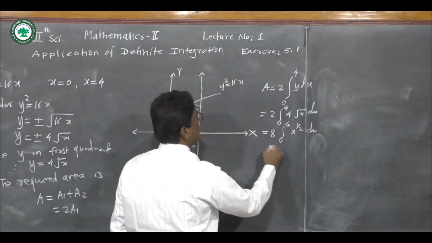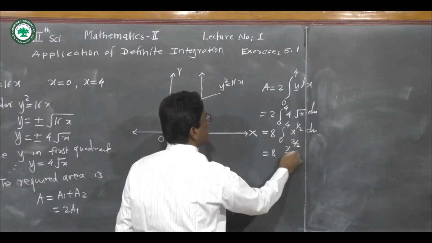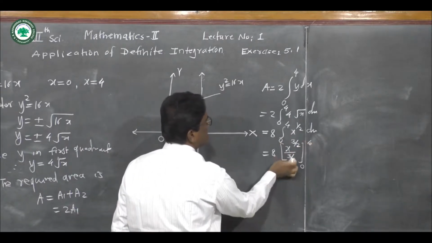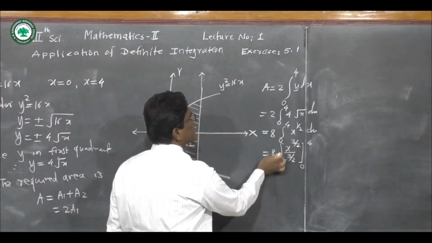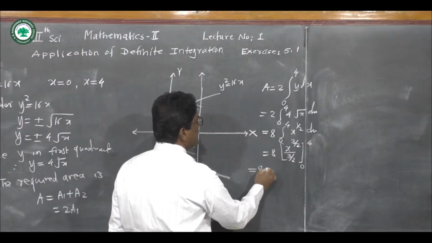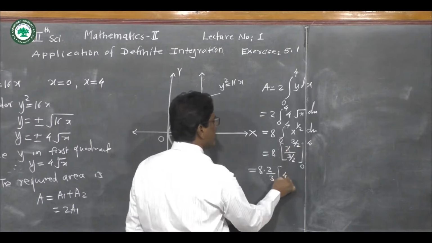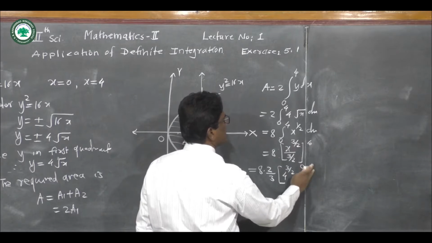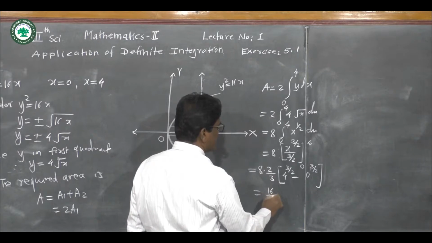So it is equal to 8 into the integration of x to the power 1/2 plus 1, that is x to the power 3/2 divided by 3/2, from 0 to 4. Now take this 3/2 outside the square bracket, it becomes 2/3. So 8 into 2/3, and in the square bracket put x as 4, so 4 to the power 3/2, minus x as 0, so 0 to the power 3/2. So it is 8 times 2 is 16, 16/3.